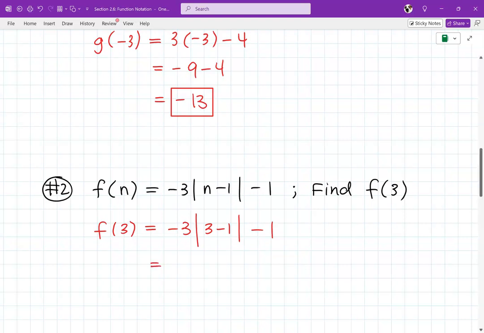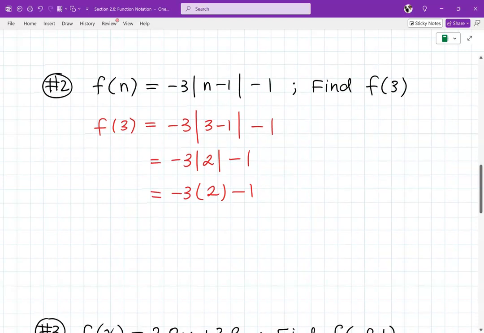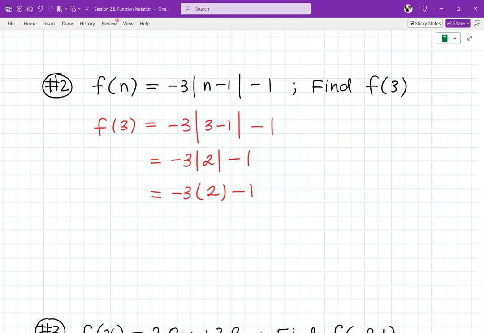So this is going to be negative 3. This is the absolute value of 2 minus 1. The absolute value of 2 is 2, right? Remember, the definition of the absolute value is how far away it is from 0. So 2 is 2 units away from 0. Or if you want to do it the way sometimes they teach it in middle school, anything in the absolute value magically always becomes positive, right? So the absolute value of 2 is just a positive 2. And negative 3 times 2, that's going to be negative 6, minus 1, so that's negative 7.